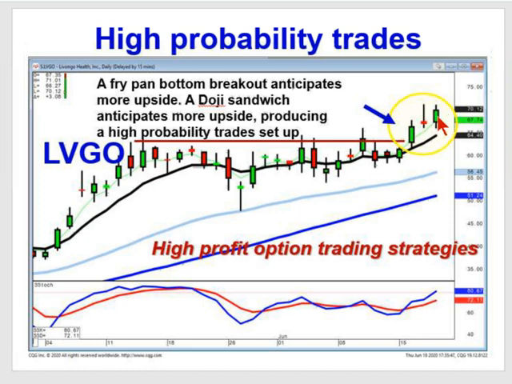Now I go to my next step. If this starts trading positive tomorrow, confirming my doji sandwich, confirming my fry pan bottom breakout that's going to produce a very strong price move, now on top of my calls, I might add some spreads, which I think I did on this one today.